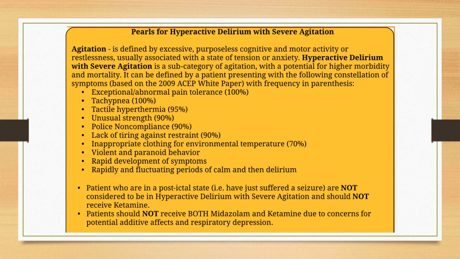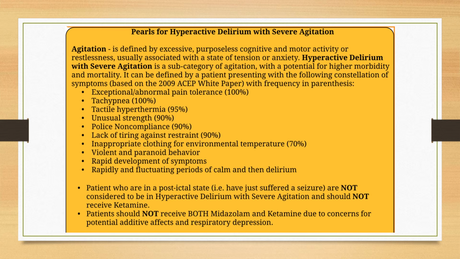So exceptional or abnormal pain tolerance, so they're superhuman, increased respiratory rate, tactile hyperthermia, so usually they're super sweaty, unusual strength, so these are the folks that are throwing around cops like they weigh 22 pounds, police non-compliance, so this is where it takes 4, 5, 6, 10 cops to restrain them, lack of tiring against restraint, so this is kind of the Hulk phenomena, where they are being restrained but still able to fight when you and I would be pinned to the ground.